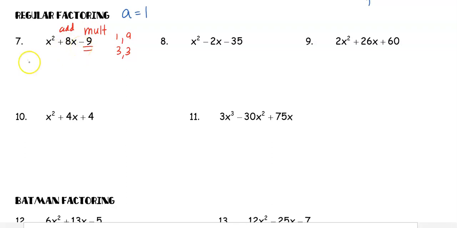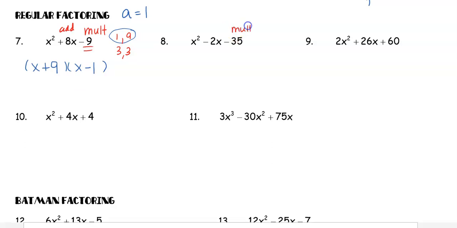So if I'm multiplying to a negative, that means I need to have one positive and one negative. Because if I had two positives, it would be a positive. If I had two negatives, it would be a positive. So I need one positive, one negative. Now when I add those numbers together, they need to add to a positive. That means the larger of the two numbers needs to be positive. So I look to see of those options which one is separated by 8, and that is 1 and 9. So it's a +9 and a -1. You're done there.